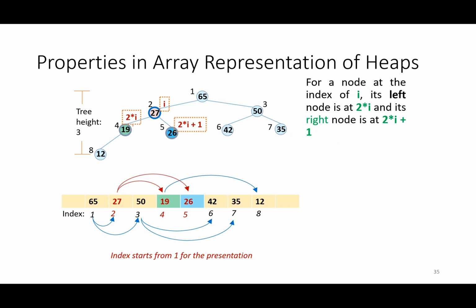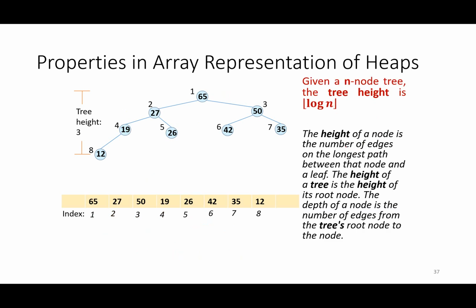And also, given a node, you can specify what the parent node is. For a node at index I, with left child 2I and right child 2I plus 1, the parent node is floor of I divided by 2. Given n nodes, the tree height is log n. Since it is binary, we use log base 2 of n. The height of a node is the number of edges on the longest path between that node and a leaf. The height of a tree is the height of the root node. The depth of a node is the number of edges from the tree's root node to the node.